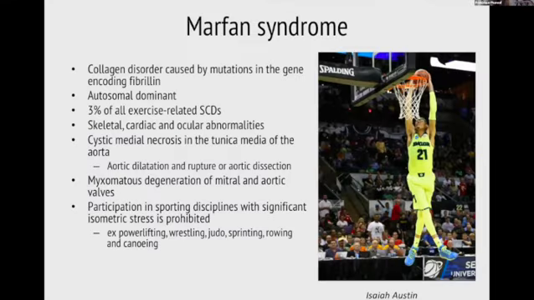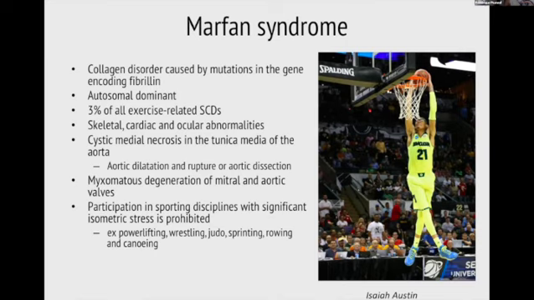Affected patients are excessively tall. They usually excel in basketball and volleyball. They also have cystic medial necrosis of the tunica media of the aorta, which results in aortic dilatation and rupture or aortic dissection. They also have myxomatous degeneration of the mitral and aortic valves, which may also lead to valvular dysfunction, including aortic regurgitation.